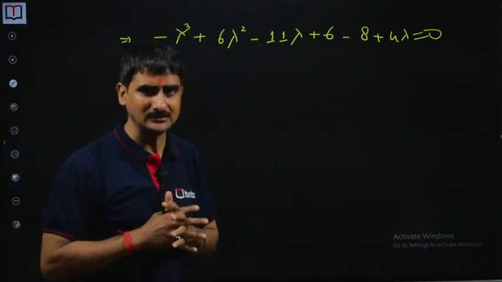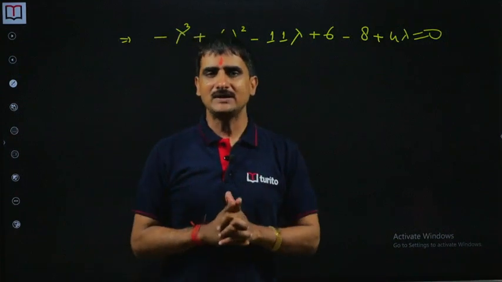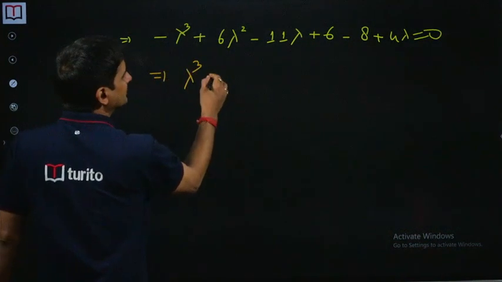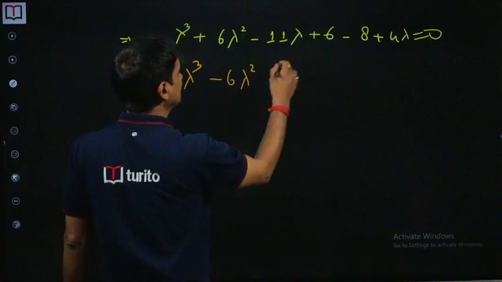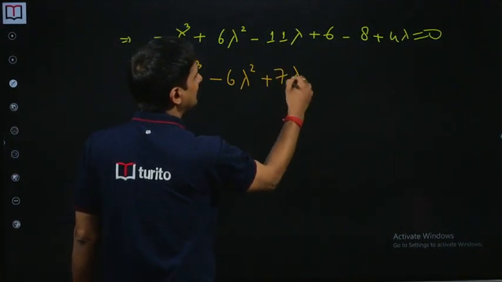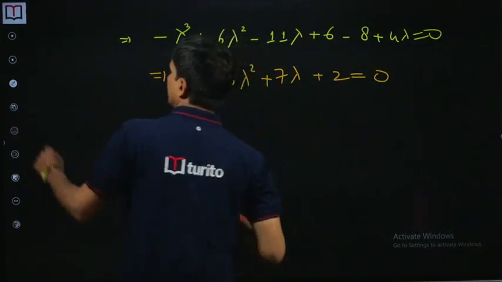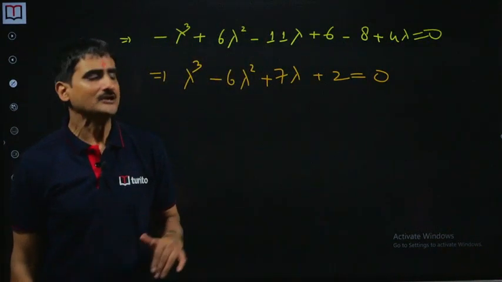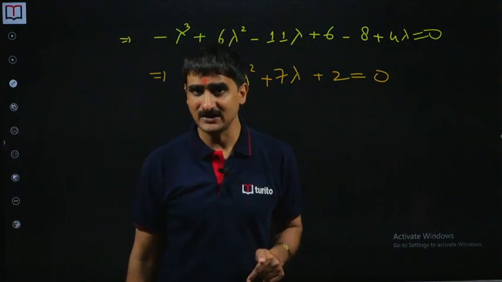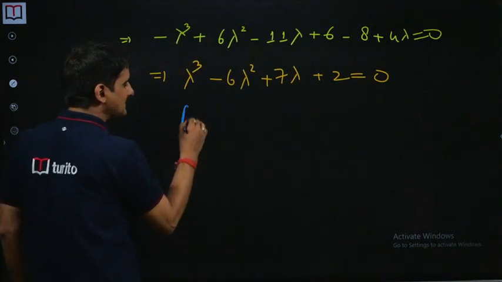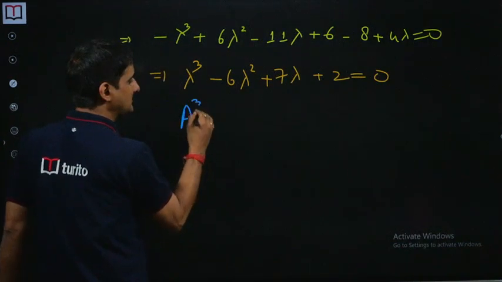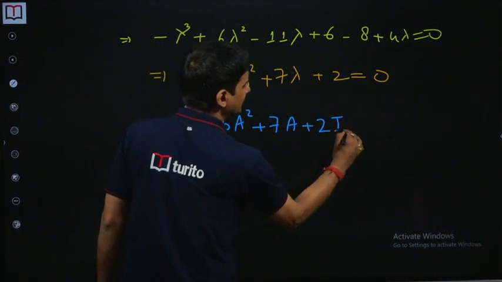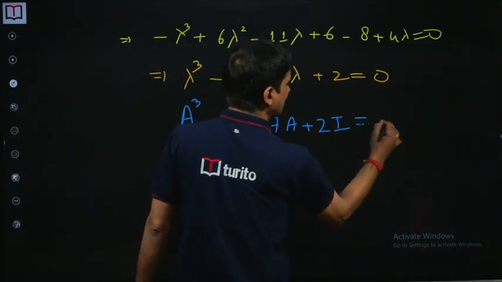Now see, Cayley-Hamilton theorem says that any square matrix satisfies its characteristic equation. So first let's write it in the proper form. So minus 6 lambda square, and then you take it that side, so plus 7 lambda, and then plus 2 equal to 0. So what did I tell you right now? Cayley-Hamilton theorem says that any square matrix satisfies its characteristic equation. So you replace lambda by the matrix A itself. So A cube minus 6A square plus 7A, and then here 2 times, of course, instead of 1 you put the identity matrix I, and this is the null matrix.